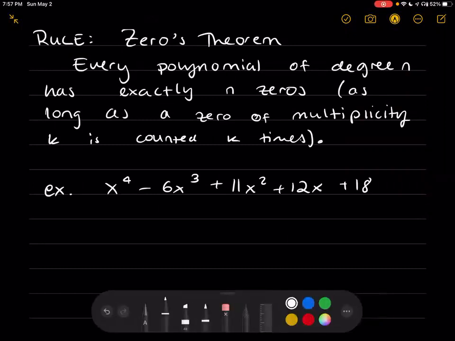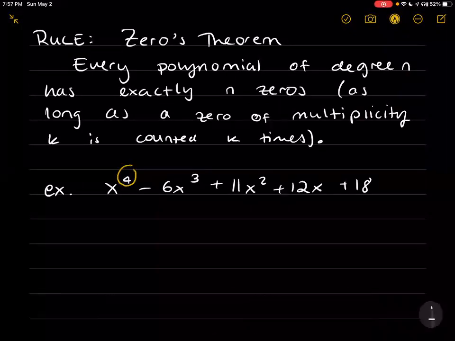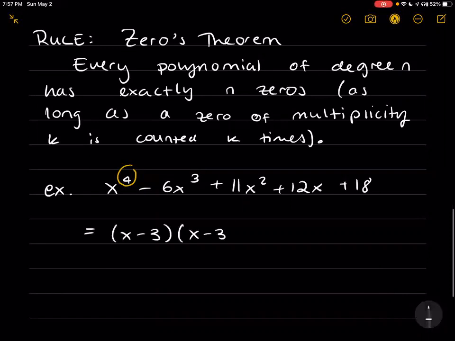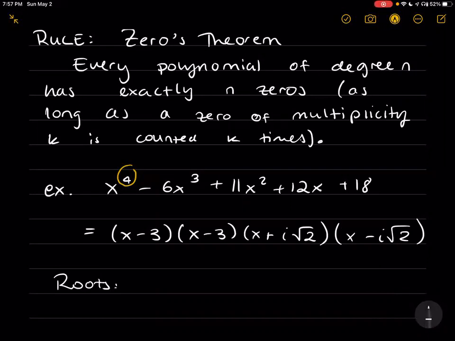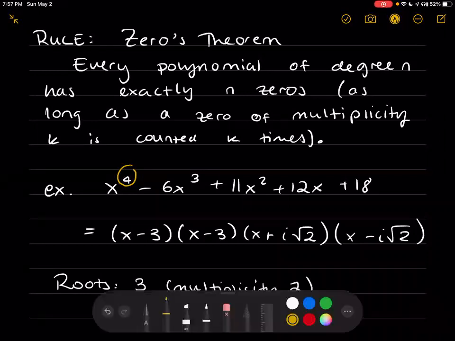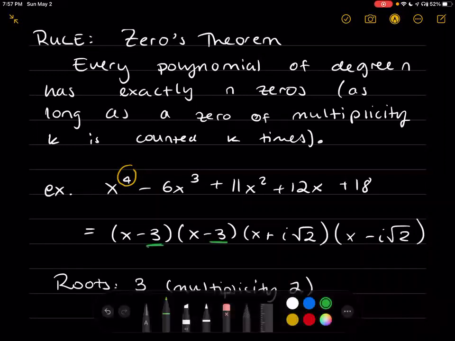You'll notice it has degree 4. So we're going to expect 4 different roots. If we were to take this polynomial and fully factor it into linear terms, we would see that it is x minus 3 times x minus 3 times x plus i root 2 times x minus i root 2. So here, the roots are 3 with multiplicity 2, right? Because there are two 3s right here and here.